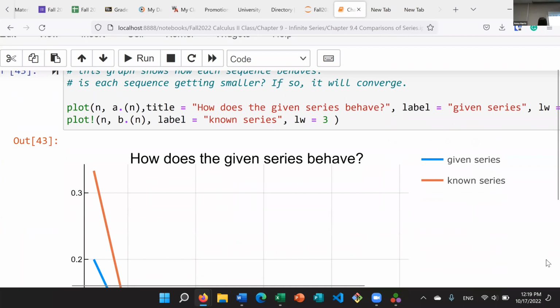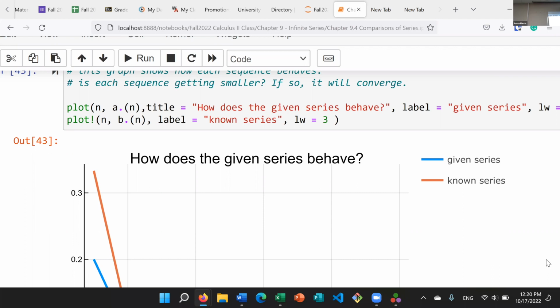By the way, I put labels. Line width means I want my line to be a little bit bigger, so I put 3. If I don't put 3, they give you a thin line, where line width is equal to 1. The label gives you what each series is. So the given series is the blue color, that's the problem that you got. This is the known series, the one you came up with.